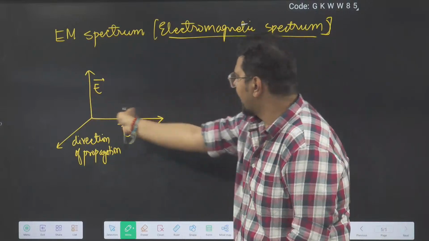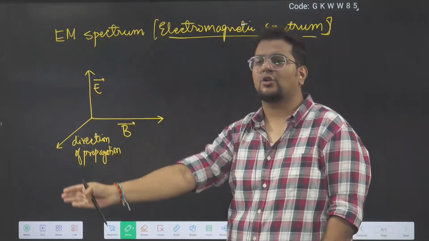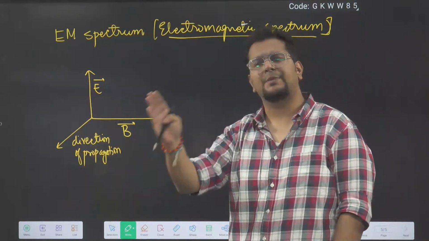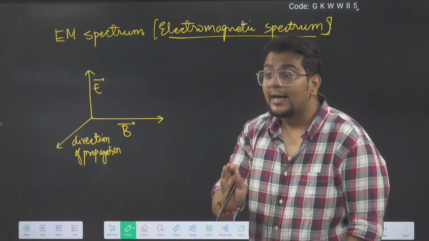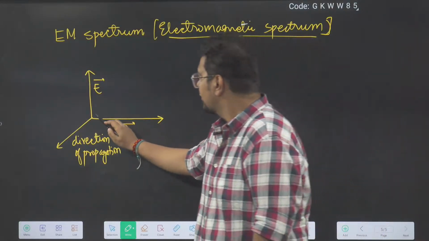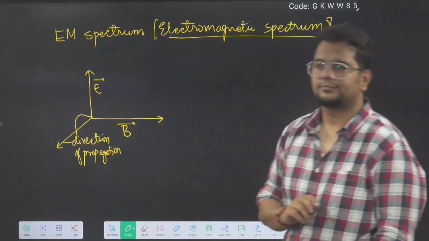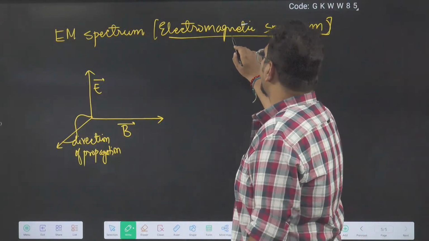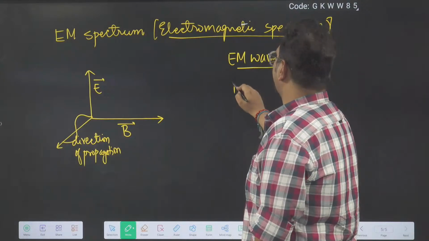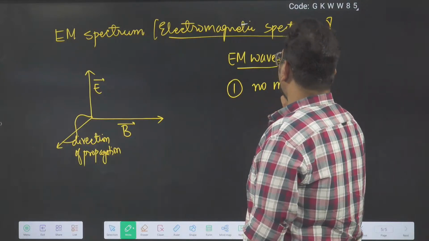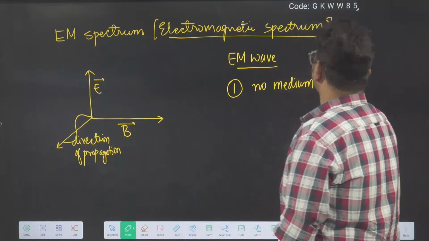So here we have magnetic field, electric field and direction of propagation, direction of movement, perpendicular to each other. This kind of a wave is called electromagnetic wave. So let us say this wave is moving like this. What are the properties of the electromagnetic wave? Number one, no medium required.